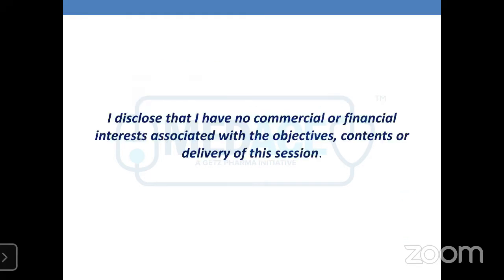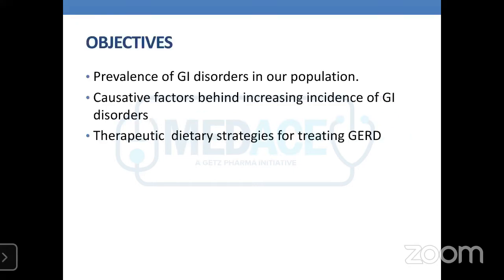This is my disclosure statement that I have no commercial financial interest associated with the objectives, content, or delivery of this session. The objectives for today's session would be to discuss the prevalence of GI disorders in our population, then causative factors behind increasing incidence of GI disorders, and therapeutic dietary strategies for treating GERD.